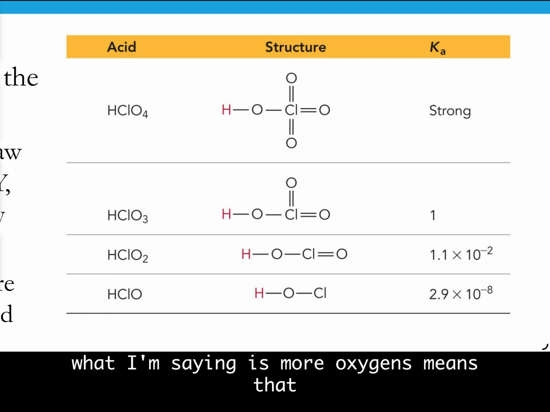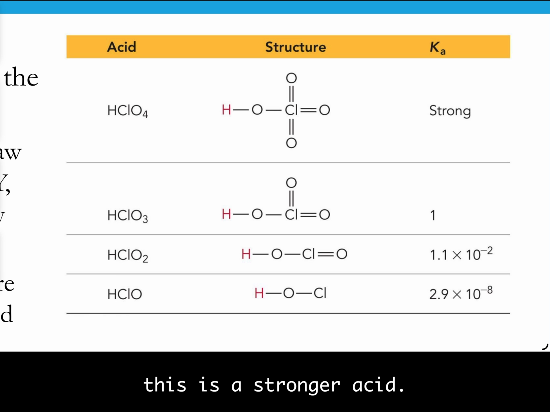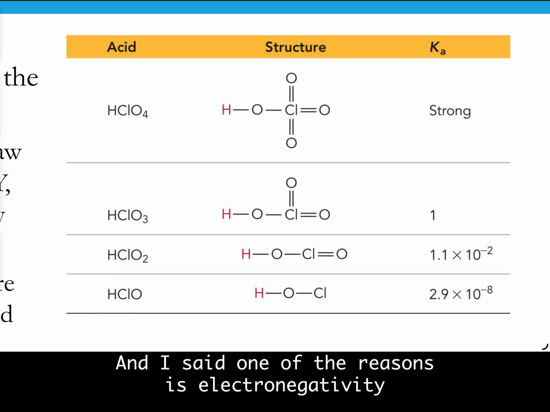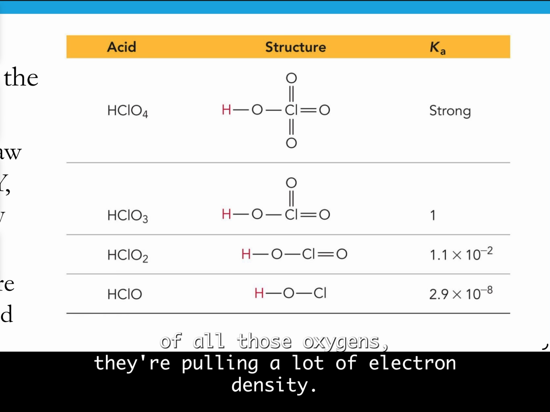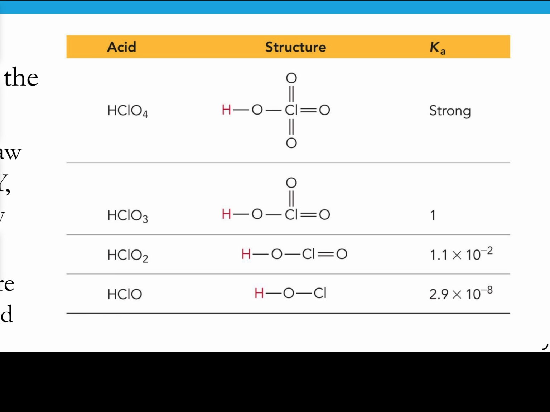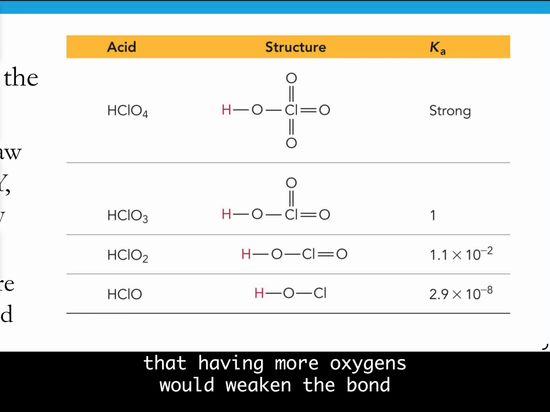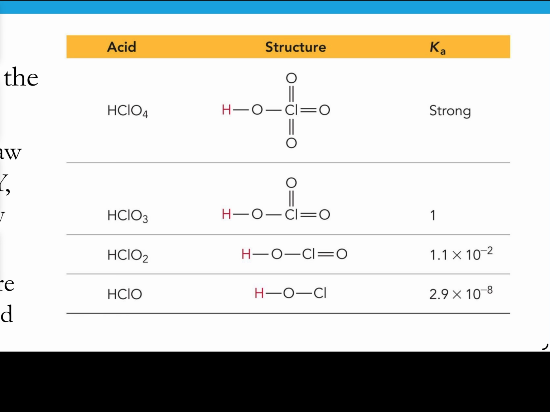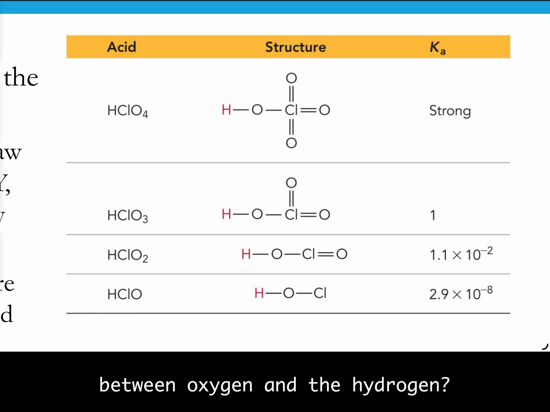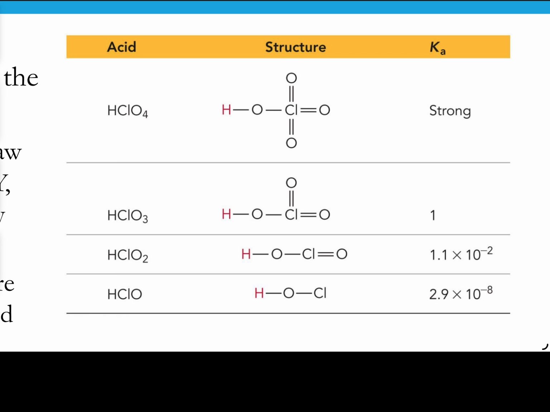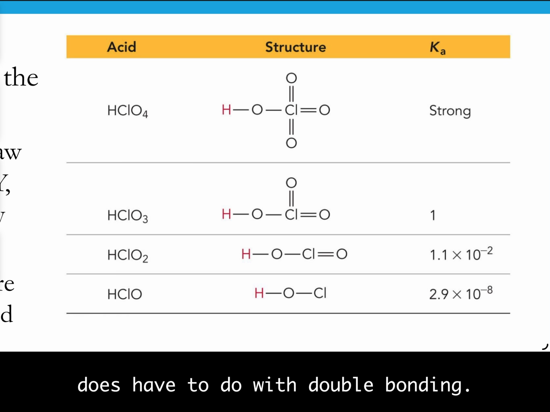One of the reasons is, what I'm saying is, more oxygens means that this is a stronger acid. I said one of the reasons is electronegativity of all those oxygens. They're pulling a lot of electron density. What's another reason that having more oxygens would weaken the bond between oxygen and the hydrogen? Does it have to do with double bonding? It does have to do with double bonding.